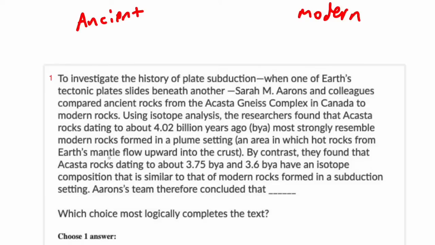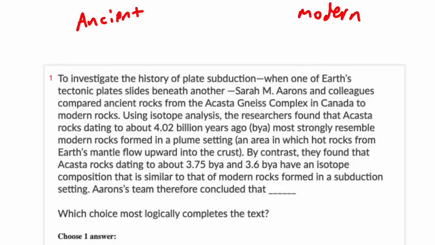Or form from Earth's mantle, flow upward. I think they're saying flow, or using flow as a noun here, upward into the crust. Okay, by contrast, they have found that rocks dating to about 3.75 and 3.6 billion years ago have an isotope composition that is similar to that of modern rocks formed in a subduction setting. Okay, so what could we conclude?